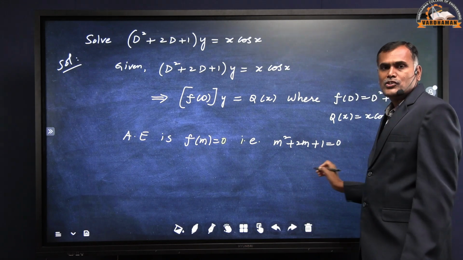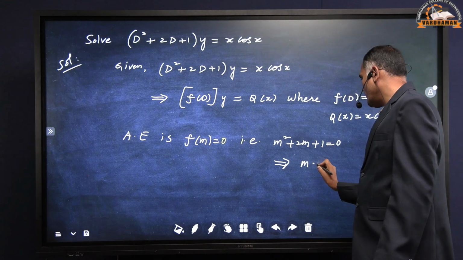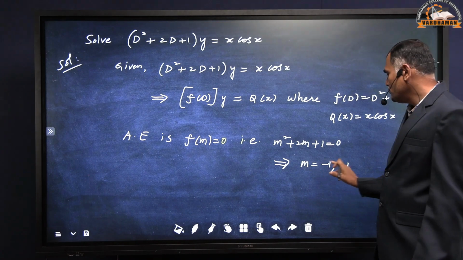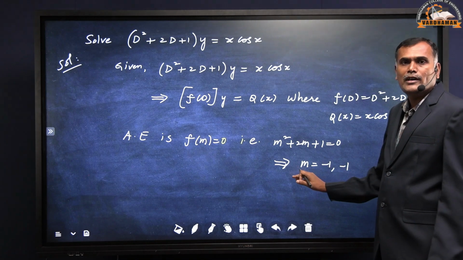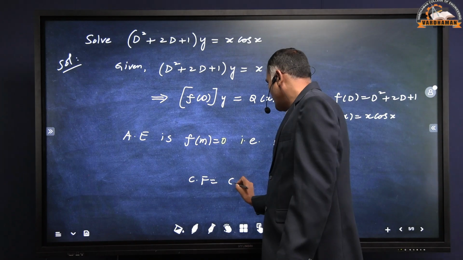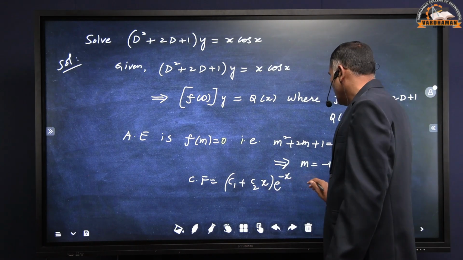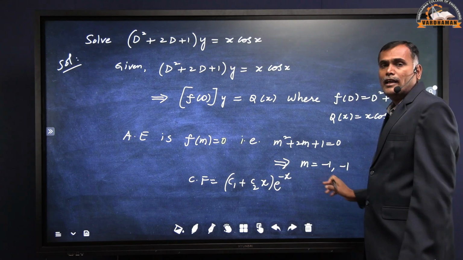It is a quadratic equation in m. Try to solve this equation. By solving it we get m equals minus 1 and minus 1. Clearly the roots are real and repeated. Now let us write the complementary function of this problem. The complementary function is (c1 plus c2 x) e power minus x. This is the method to write the complementary function when roots are real and repeated.